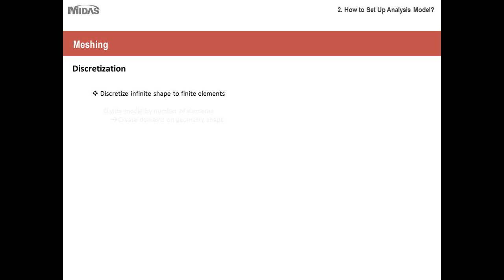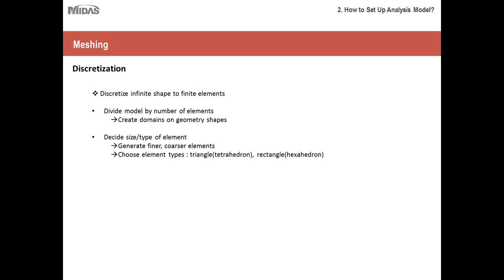Then once the geometry is generated, let's move on to the discretization, and like I said, it is the most important step. So what we have to do, we have to divide the model into a number of elements, where we have to create domains and geometry shapes, and then we have to decide what size and type of elements will be needed. By size, I mean whether the element should be finer or coarser.